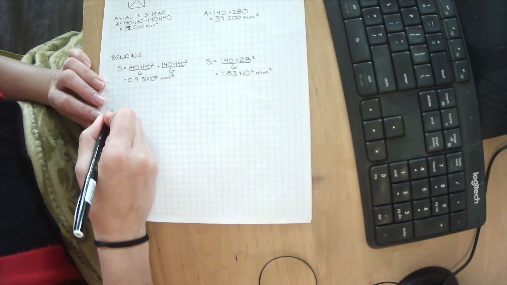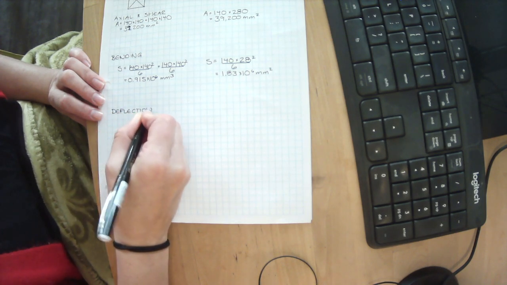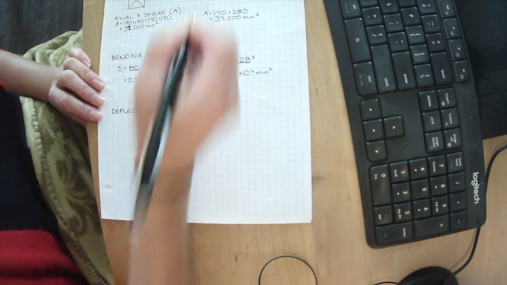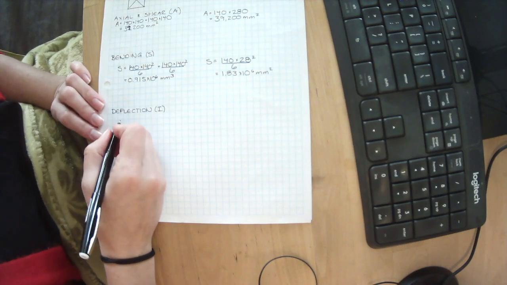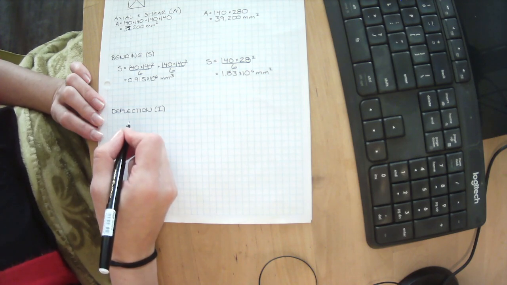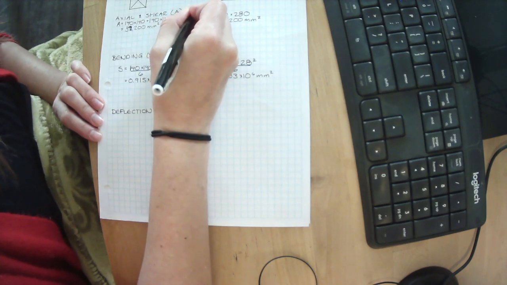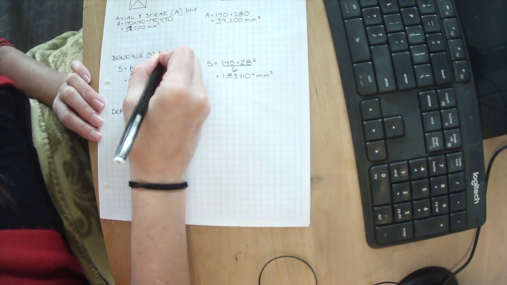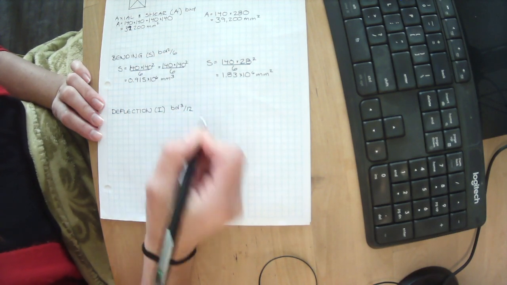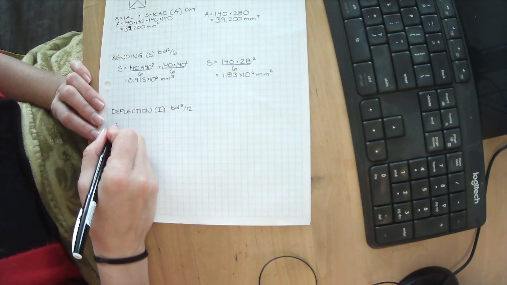Let's take a look at deflection, or I. Remember, the moment of inertia for a rectangle is BD cubed divided by 12. So the section modulus is BD squared divided by 6, and this is BD cubed divided by 12. So I think you can see where this is going.